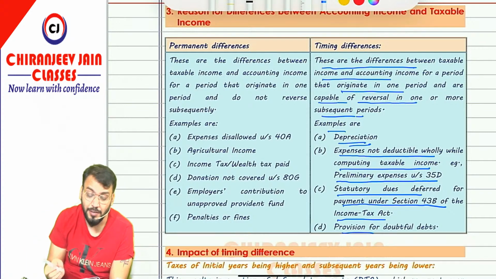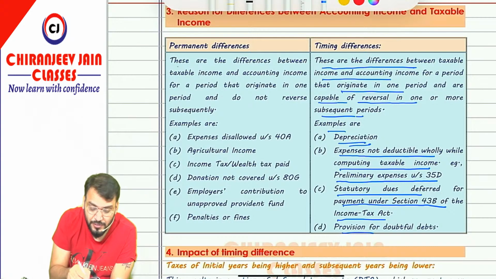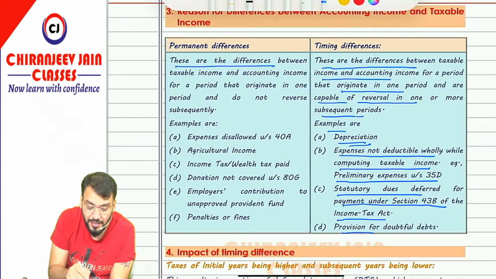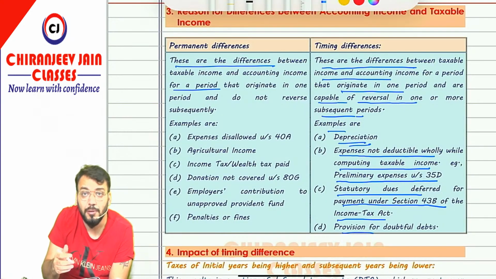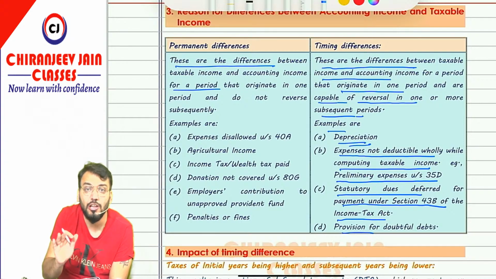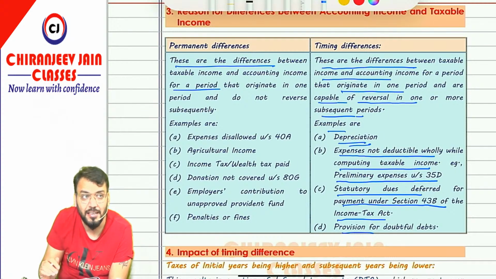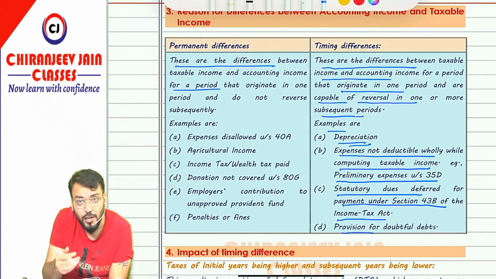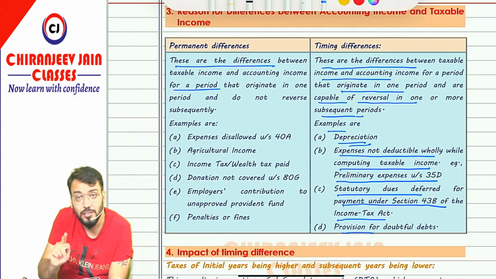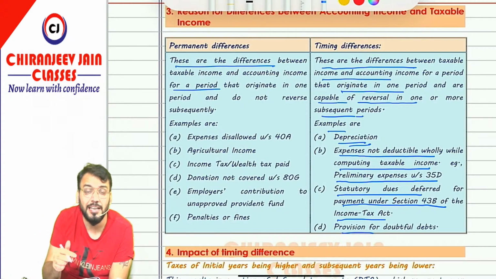Correct. Got this point. What is permanent difference? Permanent differences are those differences which originate in one period but are not capable of reversal in one or more subsequent periods. Means that will originate but will not reverse. Correct. Means any expense which is permanently disallowed under the Income Tax Act. For example, penalties or fines which are recorded in our books of account but are permanently disallowed, means they will never be allowed in future, become an item of permanent difference.